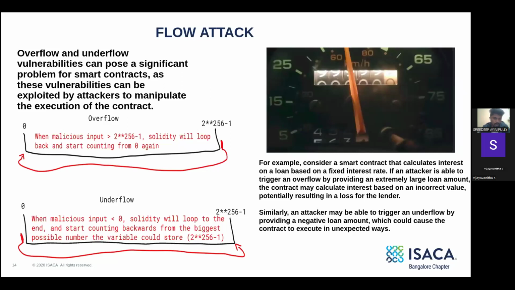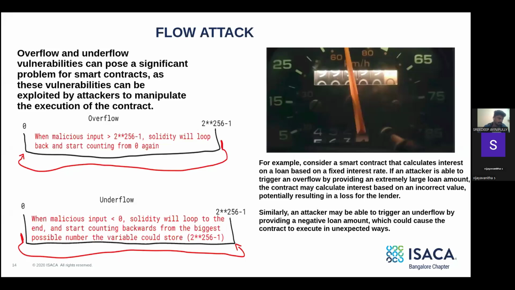You must know about overflow and underflow. In our college times, we used to learn about array overflow and array underflow. If an array has 20 as a limit, and the program automatically sends 25 items to the array, it will overflow. The same goes for underflow as well. So that is a potential vulnerability. Underflow and overflow vulnerabilities can pose a significant problem for smart contracts, as they can be exploited by hackers to manipulate the execution of the program.